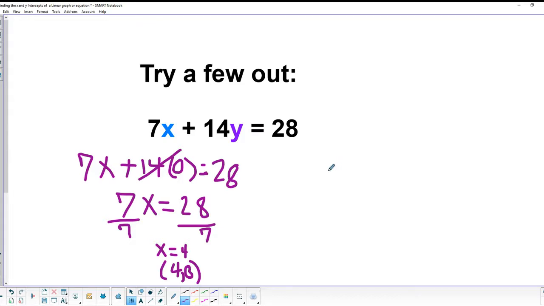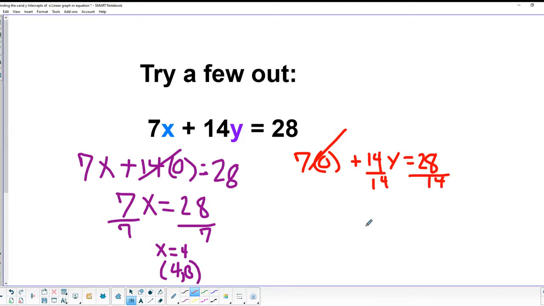How about the y-intercept? For the y-intercept, we're going to let x equal 0, so we'll go 7 times 0 plus 14y equals 28. That cancels out. We divide both sides by 14, and we end up with y equals 2. So the coordinate of the y-intercept is (0, 2). All right, so that's the process for finding the x and y-intercept when you just have a graph.